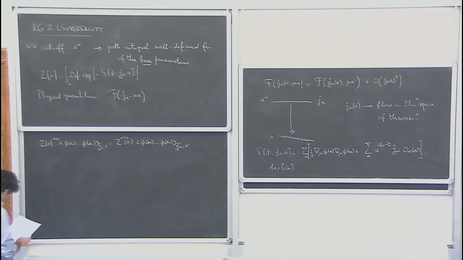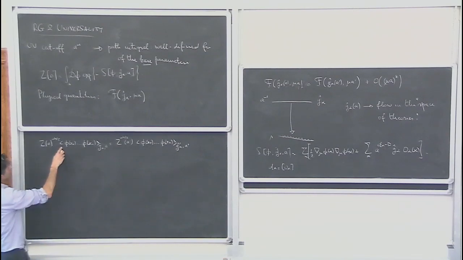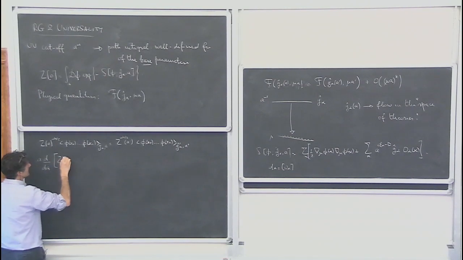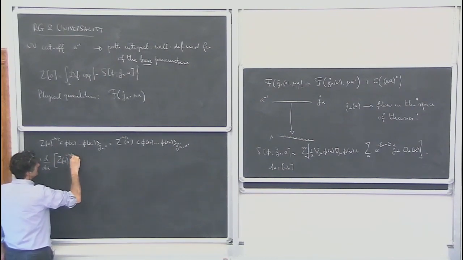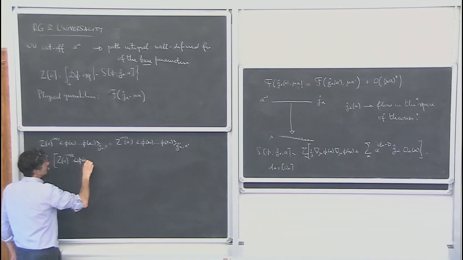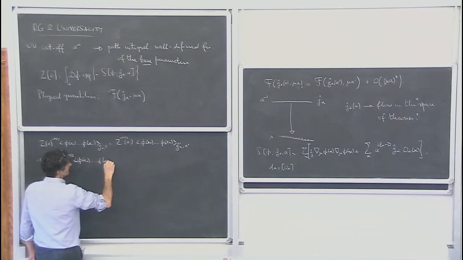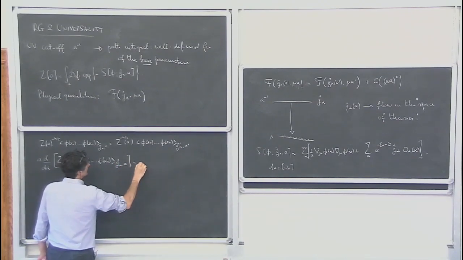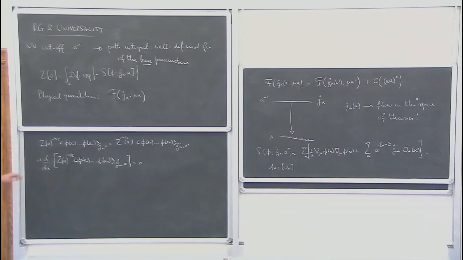So then we can re-express this by saying that, in a differential form, out of this we can get a differential equation, just by saying that the derivative with respect to A of this product is equal to zero. Okay? These two are exactly the same statement, and this is the differential version of the statement above.